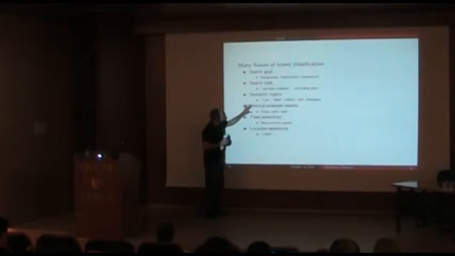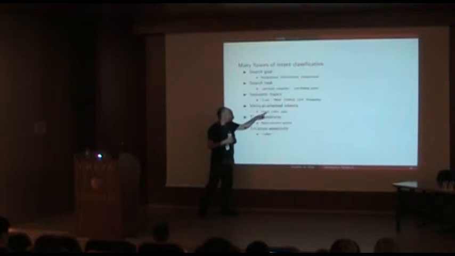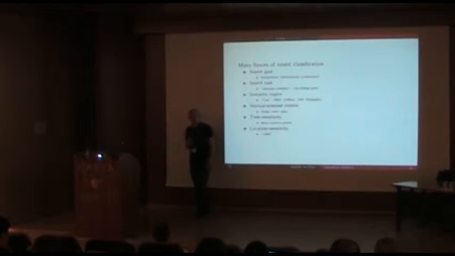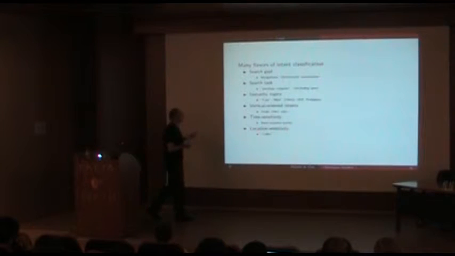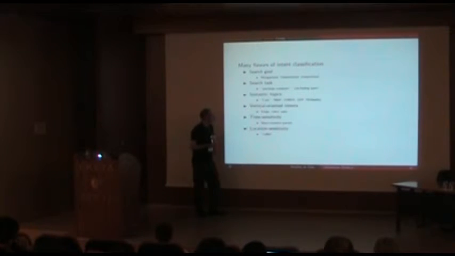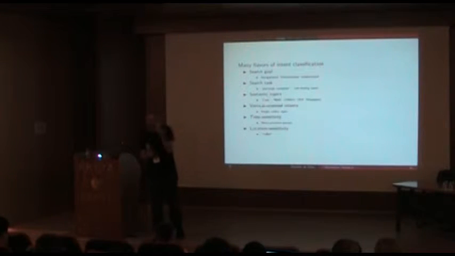Other intent has to do with those verticals that I mentioned before. So this query, what is it looking for? For images, for video, for apps, for direct answers, for generic web, for maps. Yet another very important type of intent classification has to do with freshness and time sensitivity. So does this query that is now coming in require very fresh results?